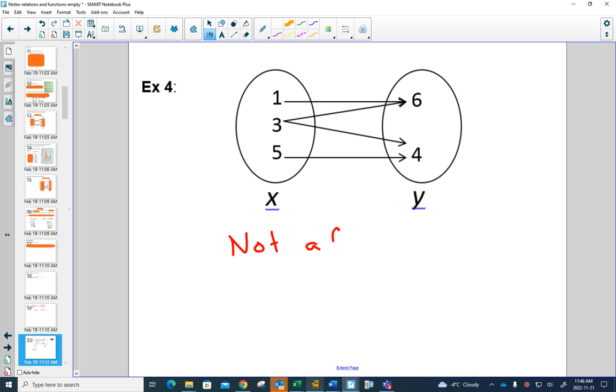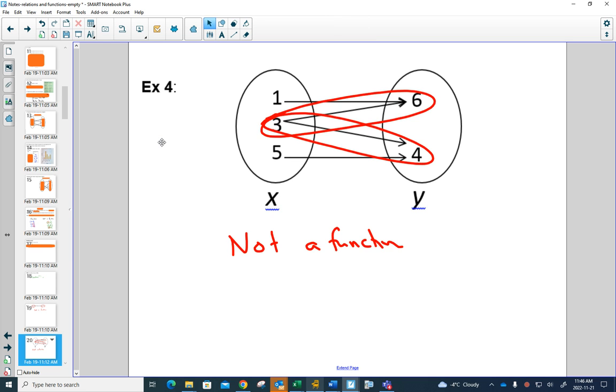Good. Which number is the problem? 3 goes to 6 and 3 goes to 4. That makes it not a function. Good, are we ready?